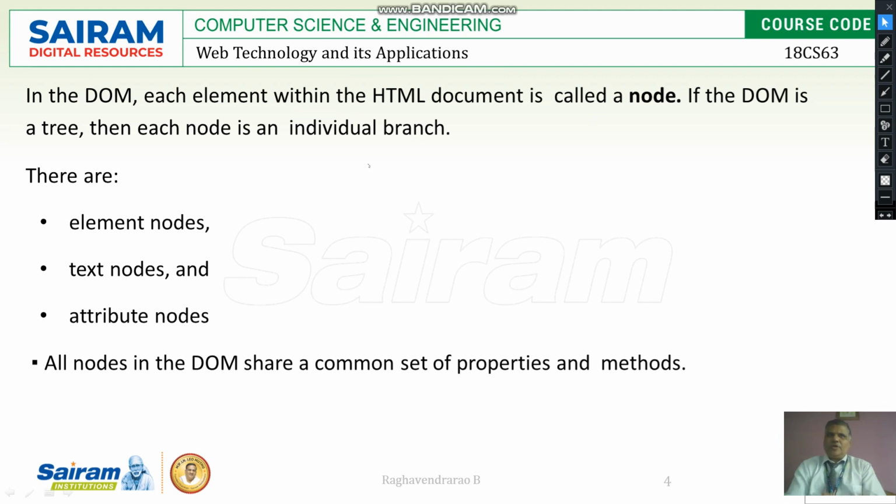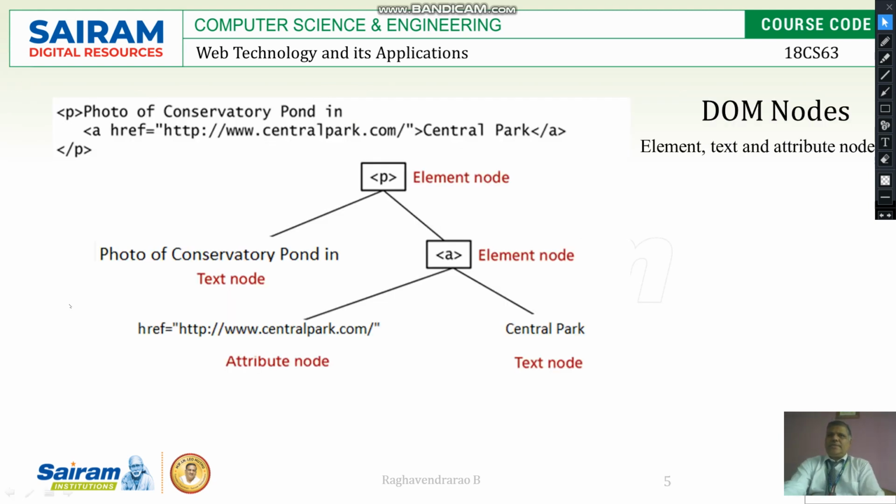Okay, in the DOM tree, each element within that particular HTML document is called a node. And the DOM tree consists of individual branches. Under that we can consider the element node, text node, and attribute node. The three nodes are there again. So how are these derived? Let us see. Here is an example for that.